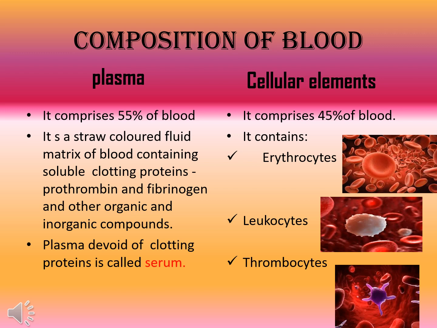Let's come to clotting proteins in our next video. And other organic and inorganic compounds. Plasma devoid of clotting proteins is called serum. Coming to cellular elements, it comprises 45% of blood.